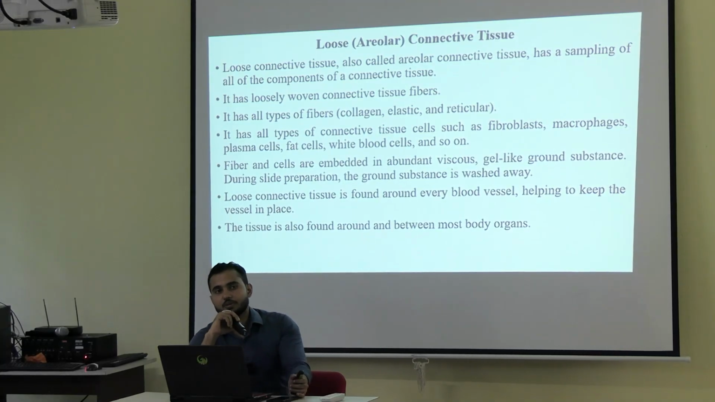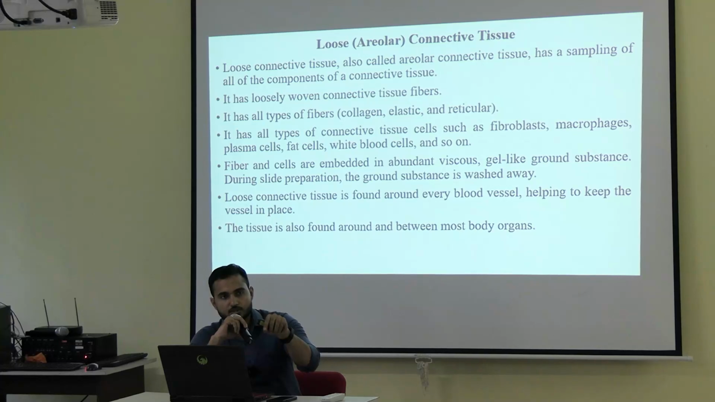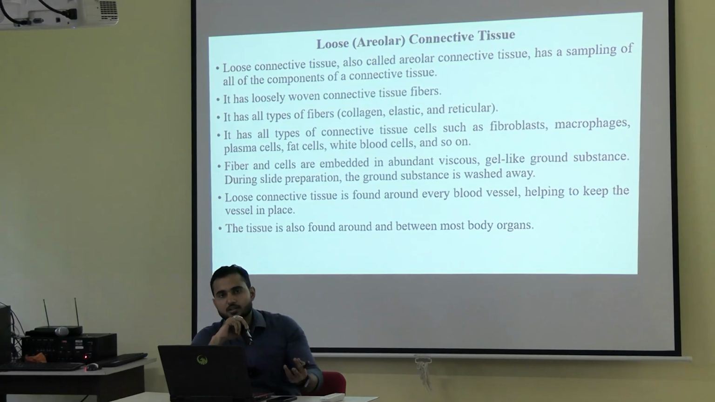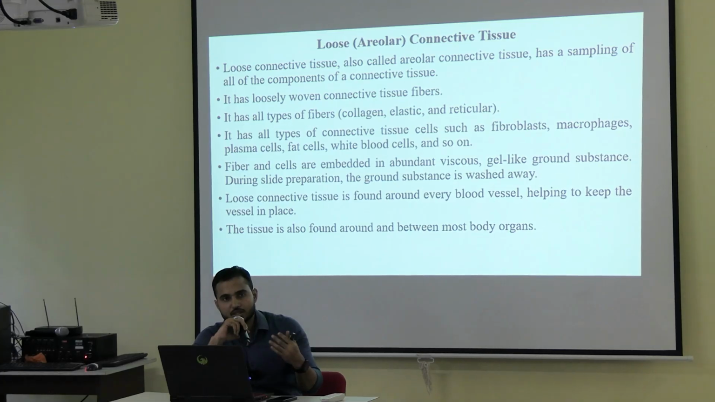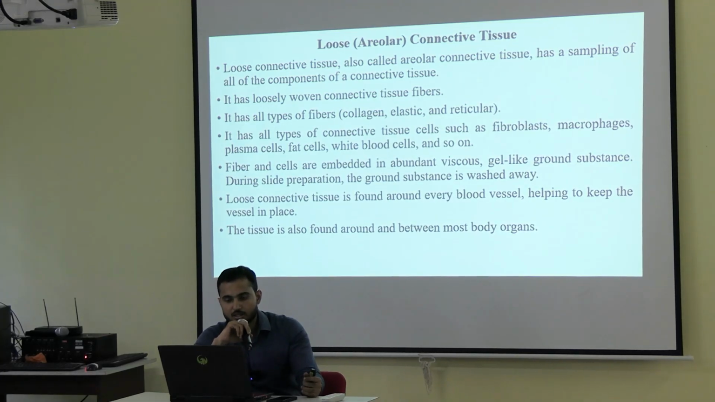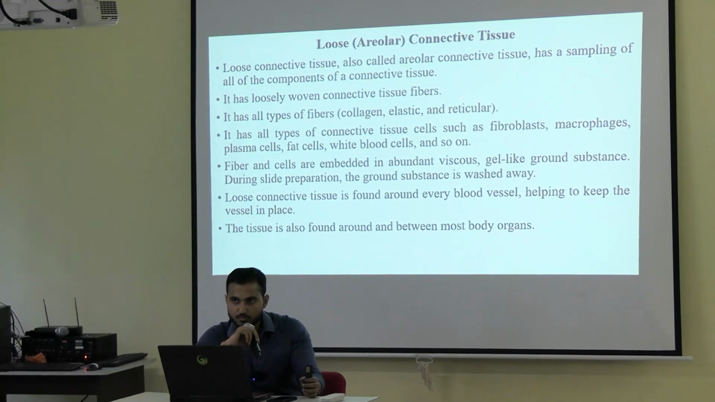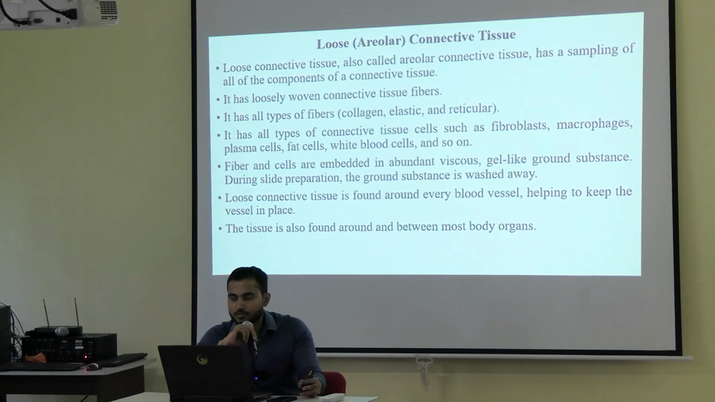Now one problem is that the ground substance is not seen properly under the microscope. Why? Because during tissue processing it is washable. That's why it cannot be seen. So these are the properties of loose connective tissue.